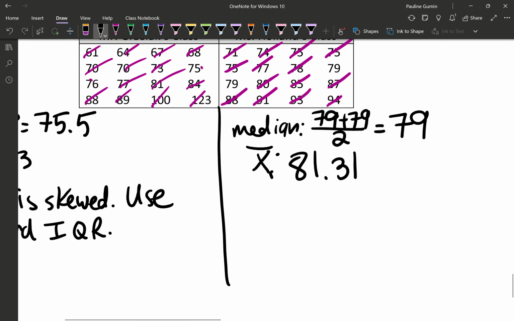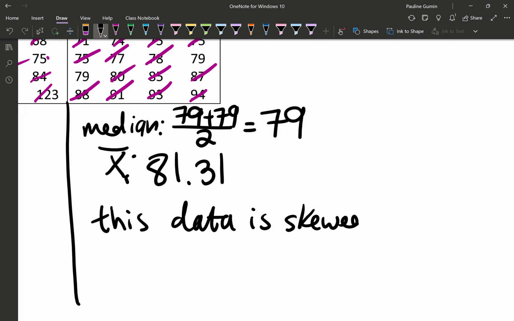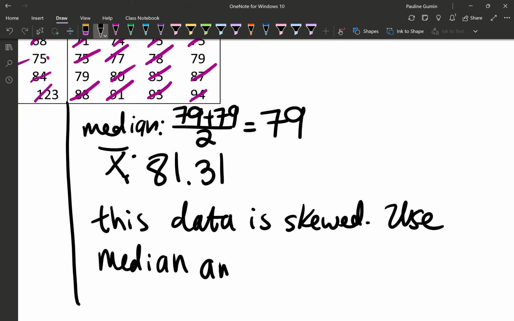So we would essentially write the same thing. This data is skewed. Use median and IQR.